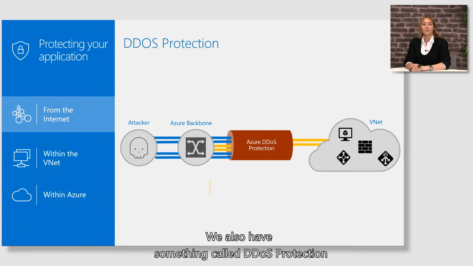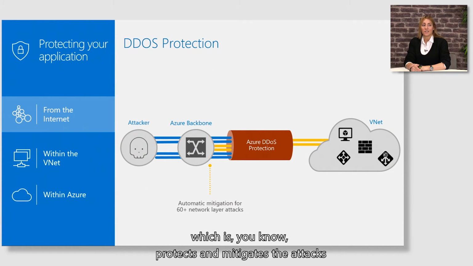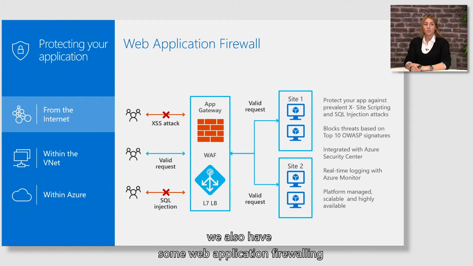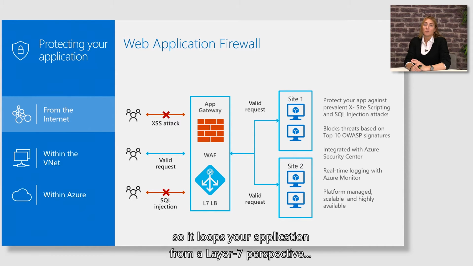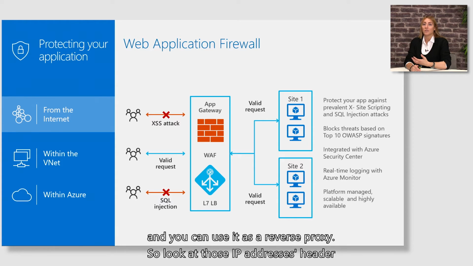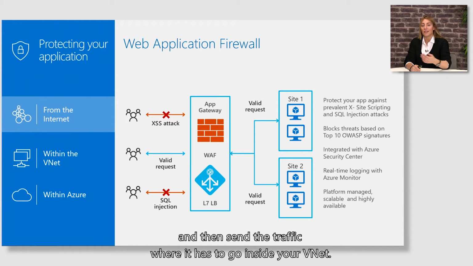We also have DDoS Protection, which protects and mitigates attacks in case of denial of service comes into your platform. Another way of protecting is Web Application Firewalling, which uses the Application Gateway. It protects your application from a layer 7 perspective, which means HTTP or HTTPS, and you can use it as a reverse proxy. So it looks at the IP address headers and then sends the traffic where it has to go inside your VNet.